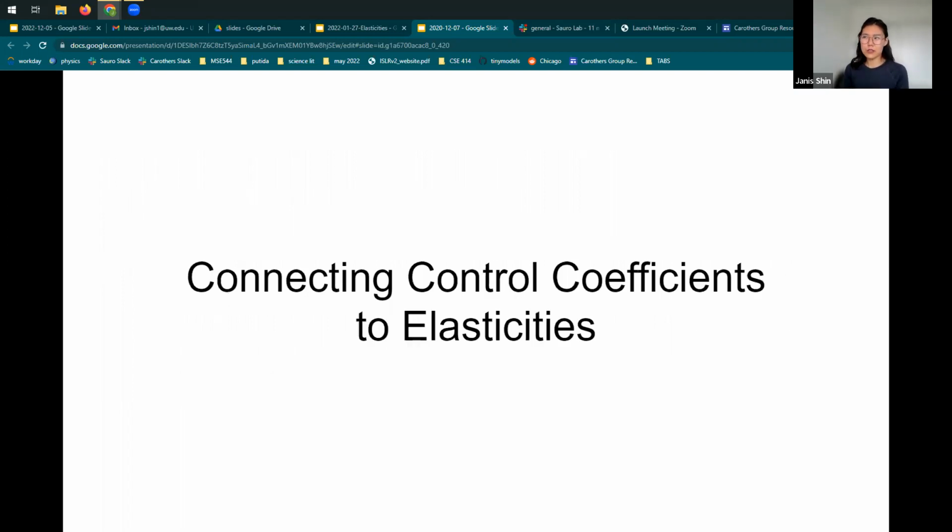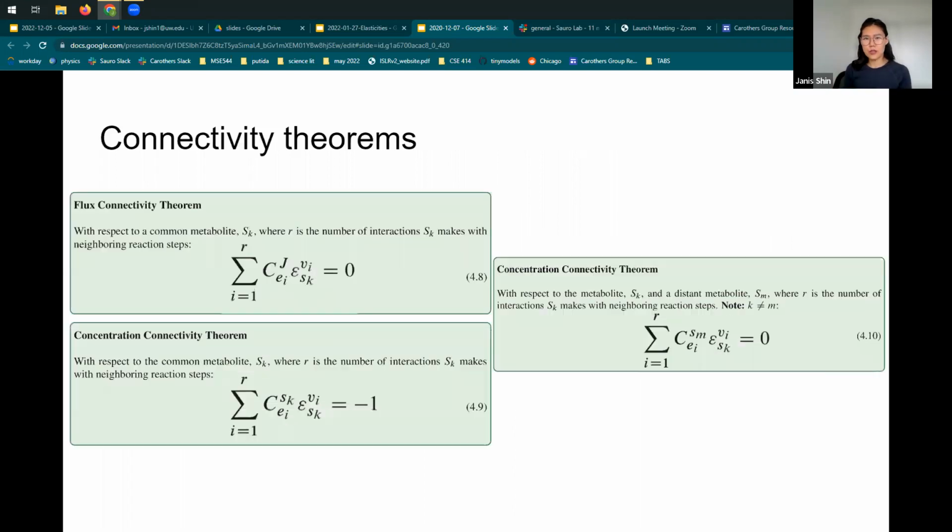So we can connect control coefficients to elasticities with a few relationships. These are just connectivity theorems for relating the fluxes and concentrations to the elasticities. There are 2 concentration connectivity theorems here and here. One of them describes the effect of perturbations on a common species, and the other describes the effect on a distant metabolite.